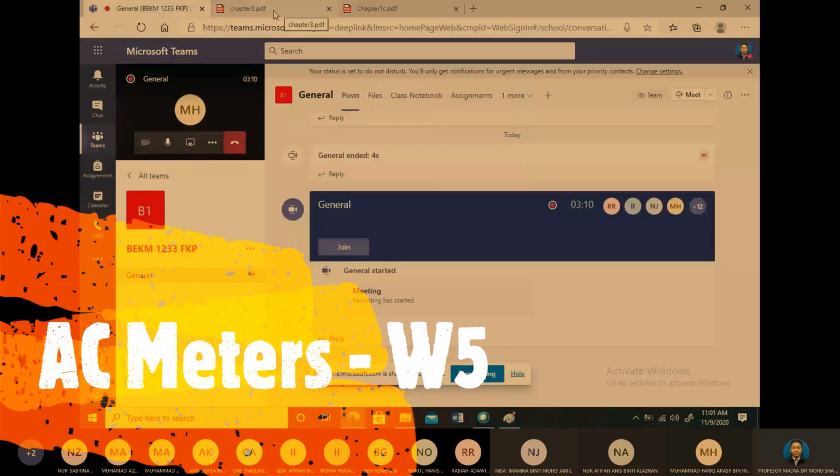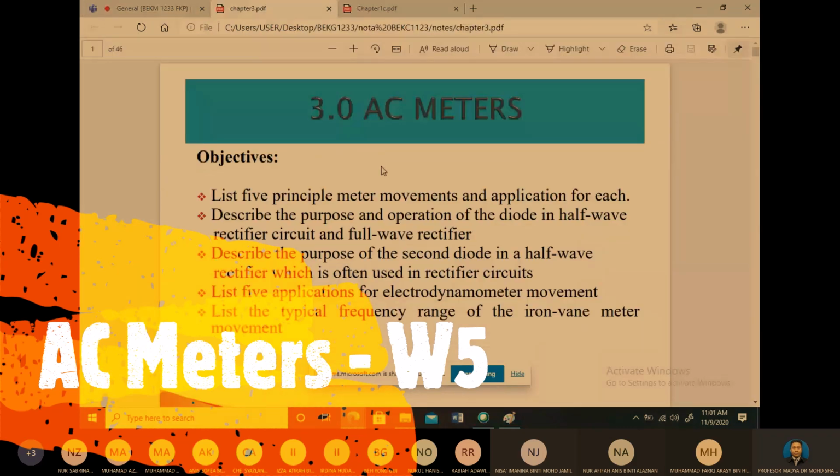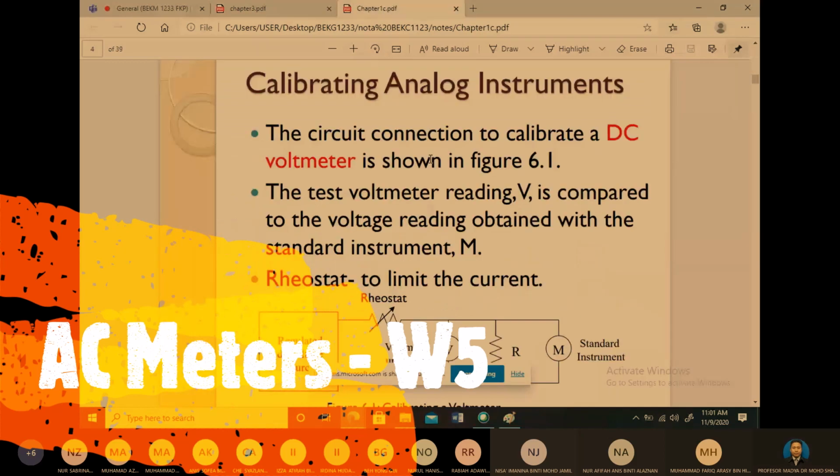Okay, right class. So let's start our lecture for today. So today we go for the chapter 3 for the AC meters. Before that, let's go for the chapter 1 first, because of the calibrating for the analog instrument. So in chapter 2 we are done with the DC meters.